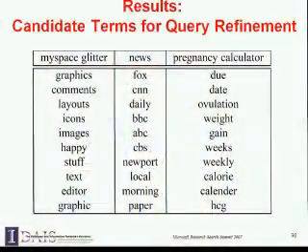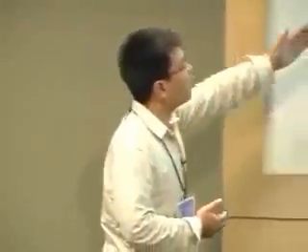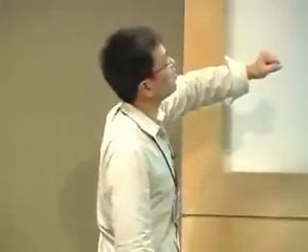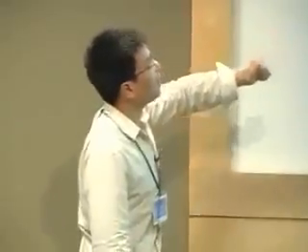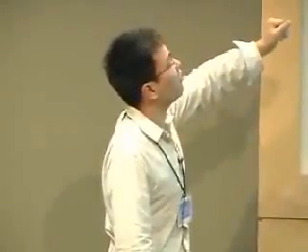Okay, here are some sample results about the query refinement. All these words are listed based on the likelihood with which they occur with the query words. For example, for the MySpace glitter query, it's better to enhance the discrimination of this query by adding some graphics, adding some comments, this kind of words into the query.